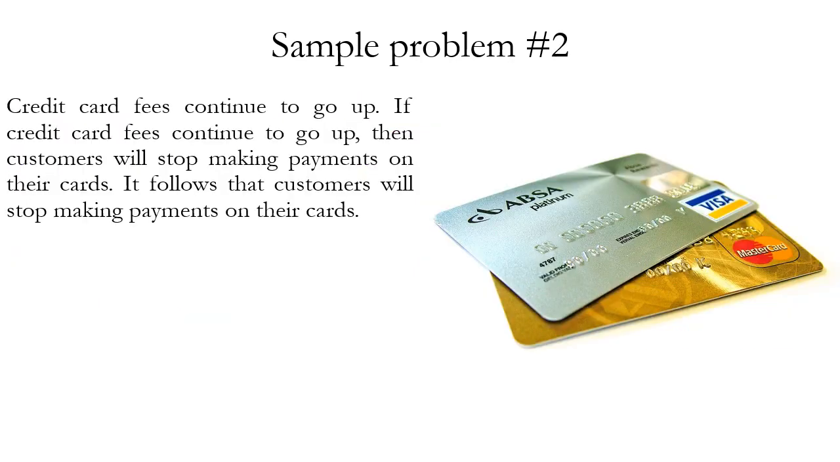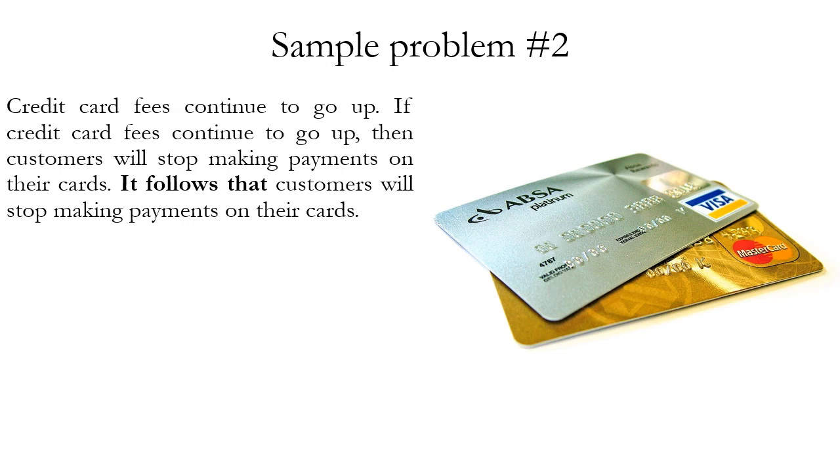Now let's look at a second sample problem. Credit card fees continue to go up. If credit card fees continue to go up, then customers will stop making payments on their cards. It follows that customers will stop making payments on their cards. Let's begin by looking for the conclusion of this argument. The phrase "it follows that" is indicating the conclusion. Now, it's not the most common conclusion indicator, but it does happen. The most common are probably therefore, thus, and so, but you can get these phrases as well.